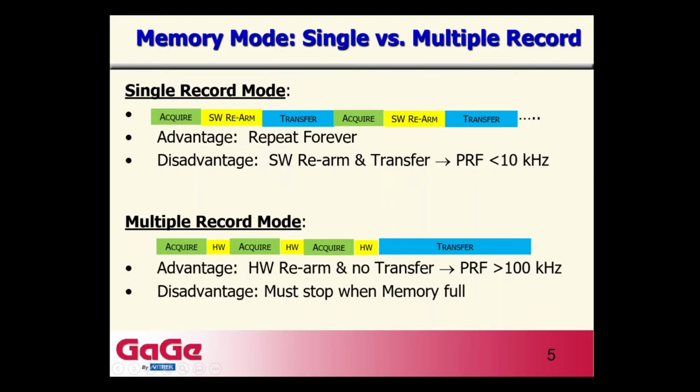Of course, the downside of this method is that once you've filled up the onboard memory, now you really have to pay the piper. You have to download all the waveforms, not just one, but all 1,000 or million or whatever you acquired. So sometimes I say to customers, it's like an installment plan versus paying it all at once.